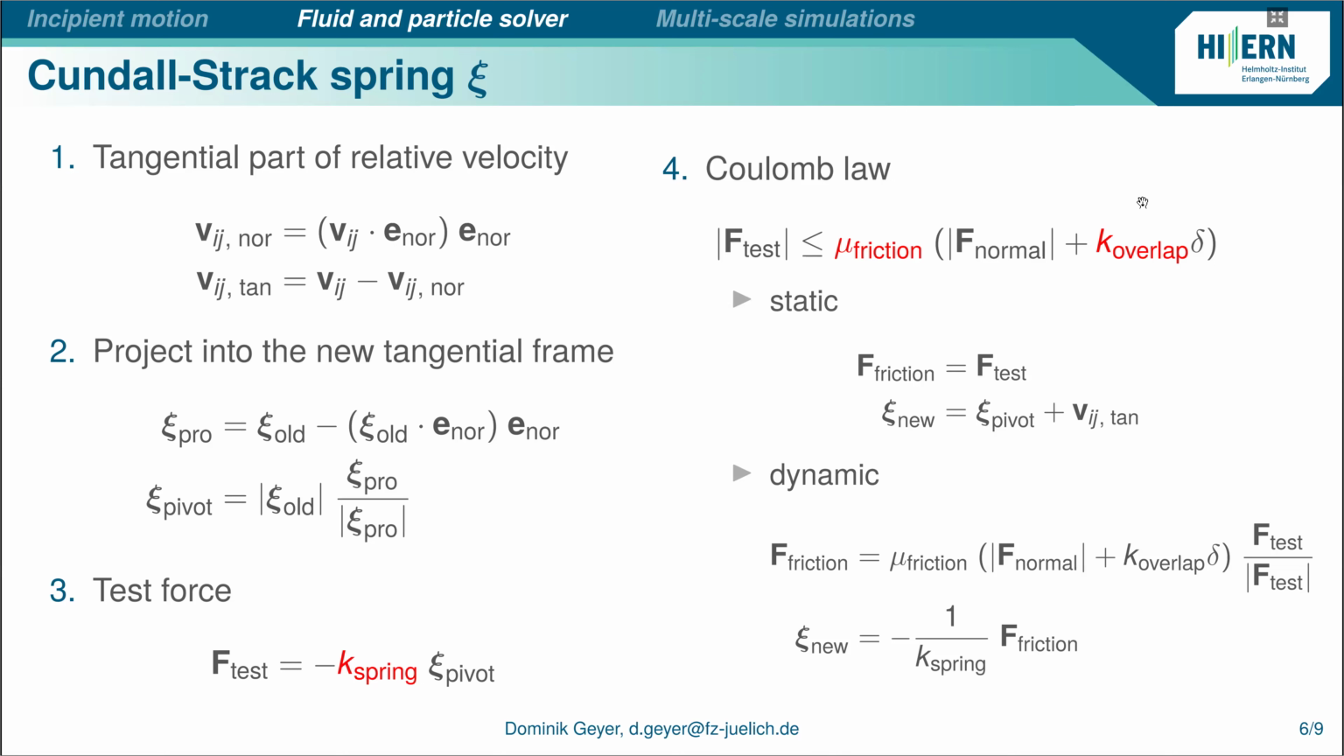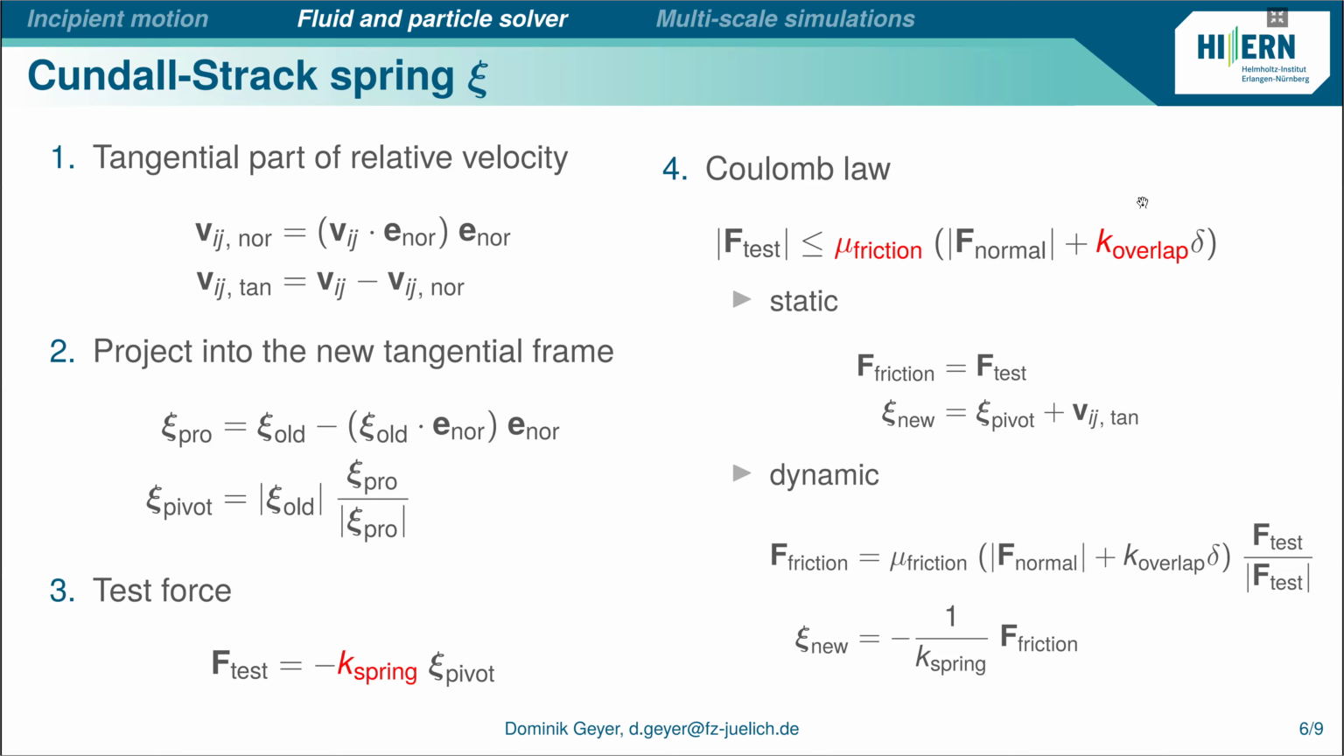Then the most important step: each time you move your particle, you have to do a projection in the new tangential frame. This took a lot of time to figure out, and in most of the literature, it is not written there. But otherwise, the Cundall-Strack spring is not implemented in a correct way. So the first step was to calculate the tangential part of the relative velocity. The second step is the projection in the tangential frame. That's quite simple vector analysis. And now we calculate a so-called test force, which is the Cundall-Strack spring from before, multiplied by a constant.